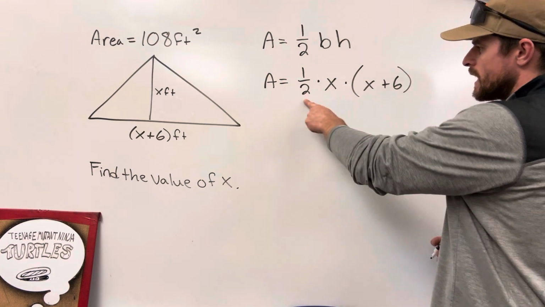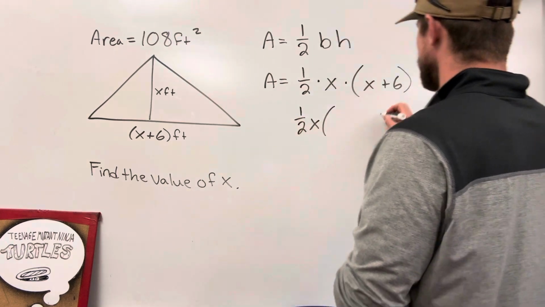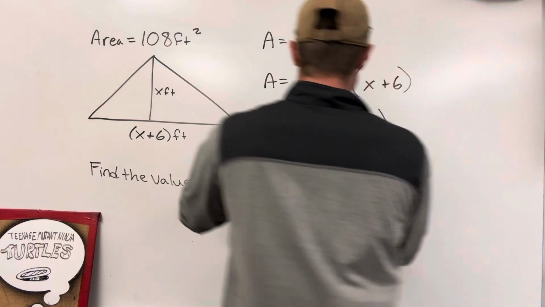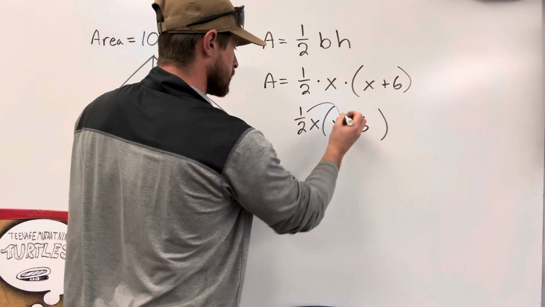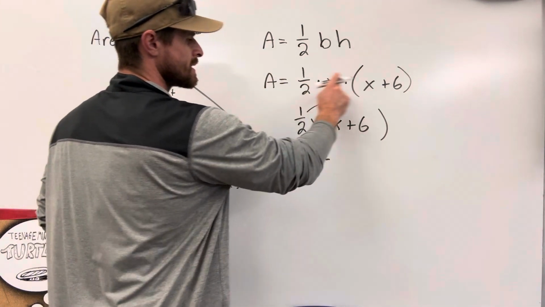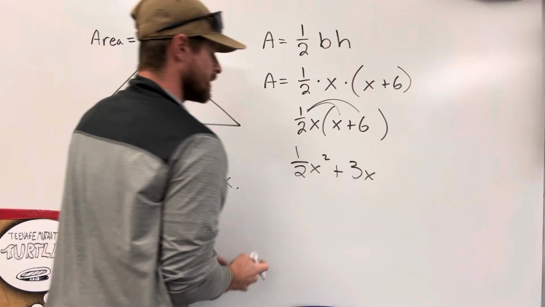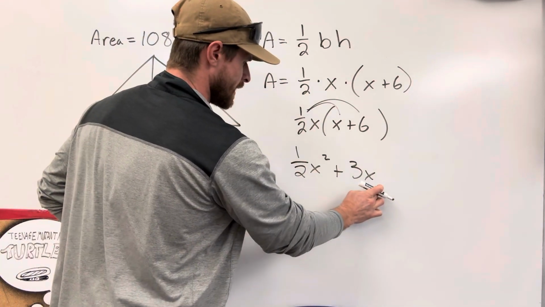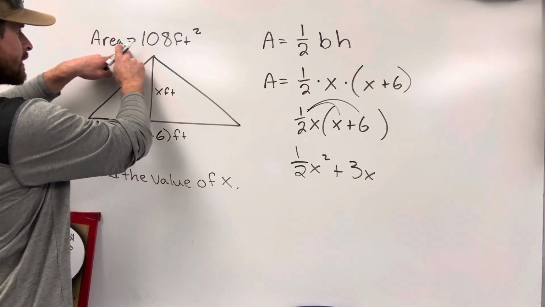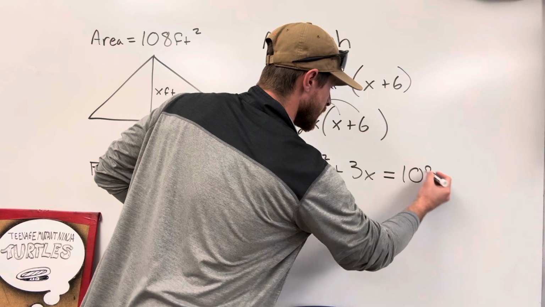So 1/2 times x, that's just 1/2 x. We need to multiply that by two terms, so we're going to have to use the distributive property here. 1/2 x times x makes 1/2 x squared. 1/2 x times 6 gives me 3x. So what I've got is this quadratic. That's my area of the triangle, but they told us the area is equal to 108. So we're going to say this is equal to 108.